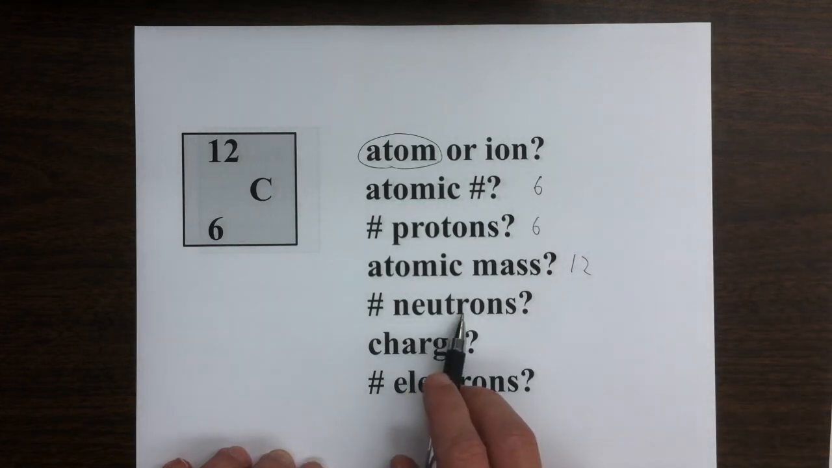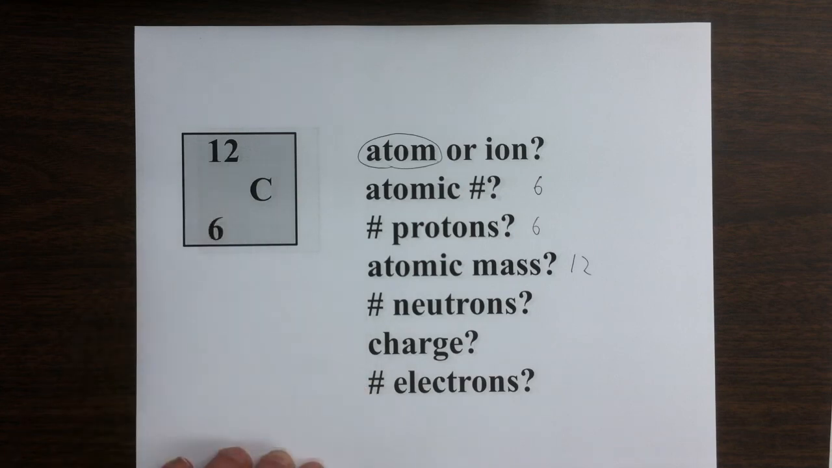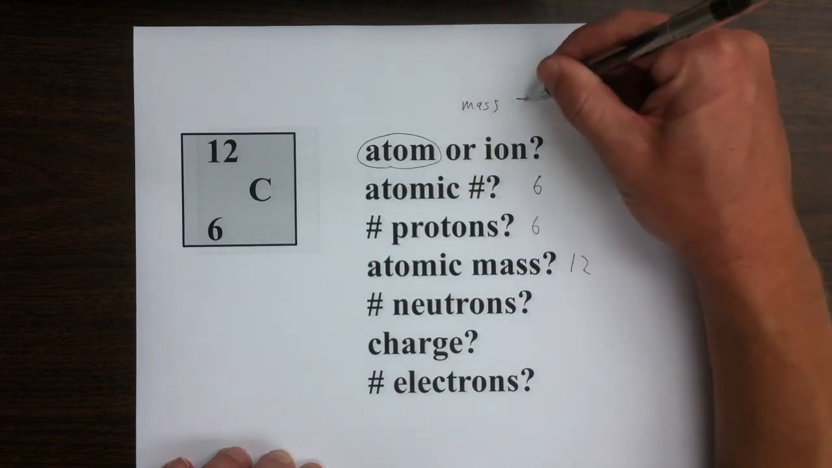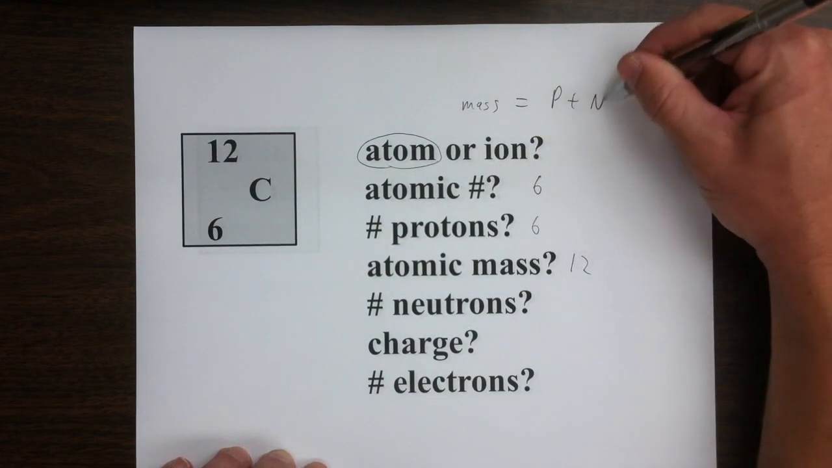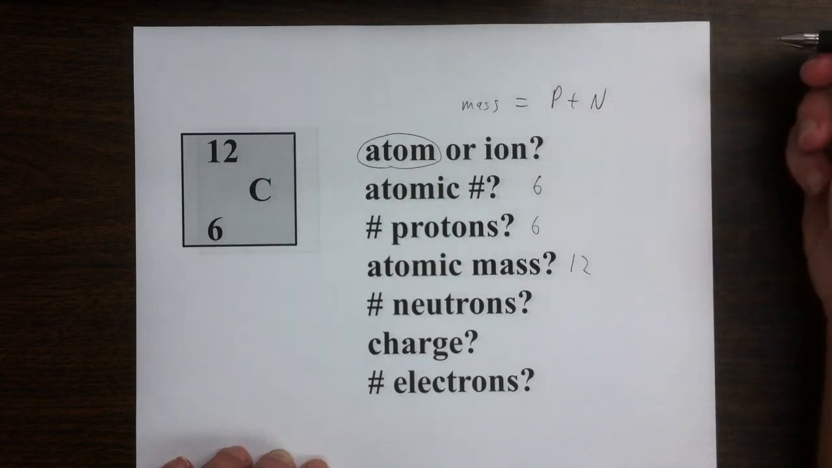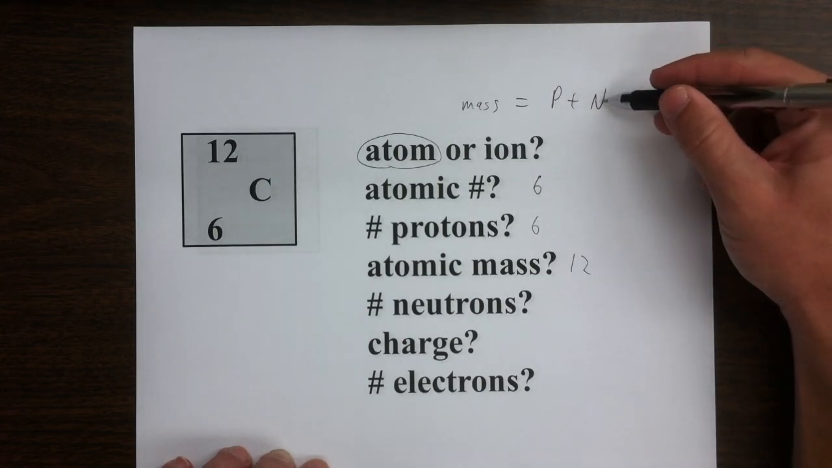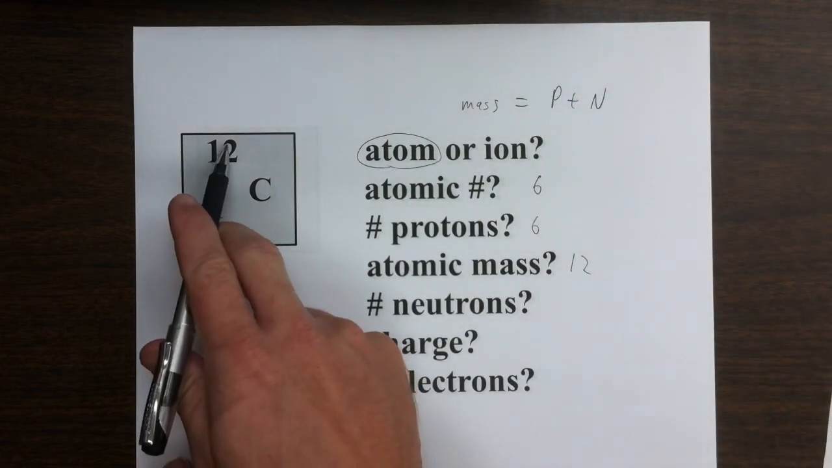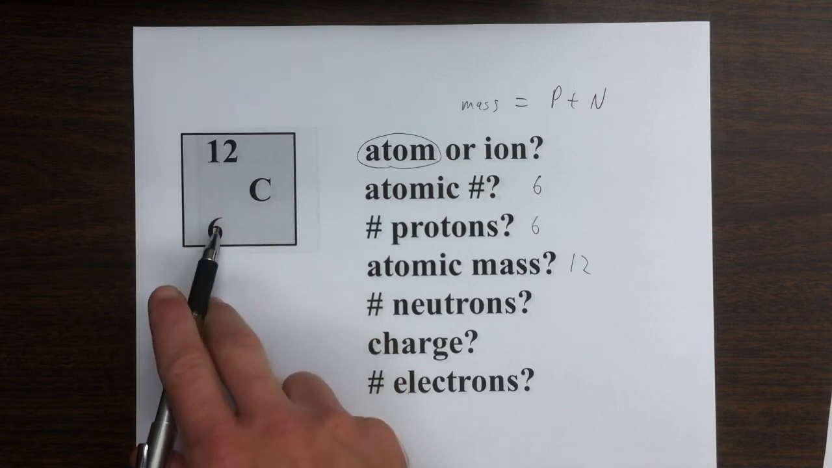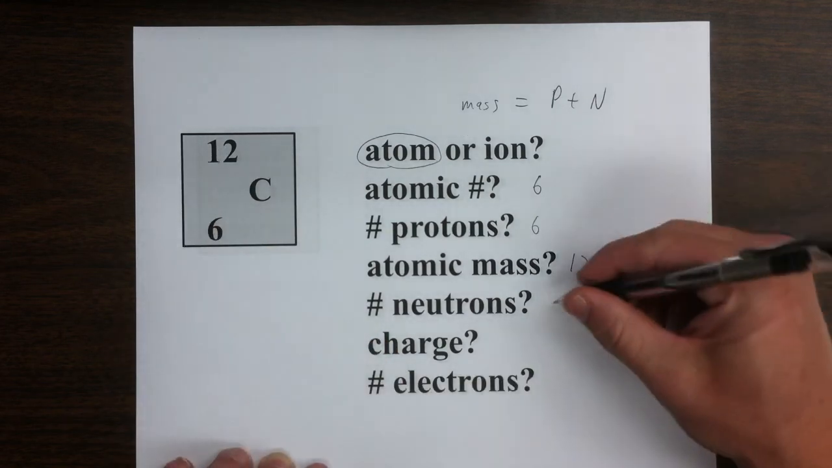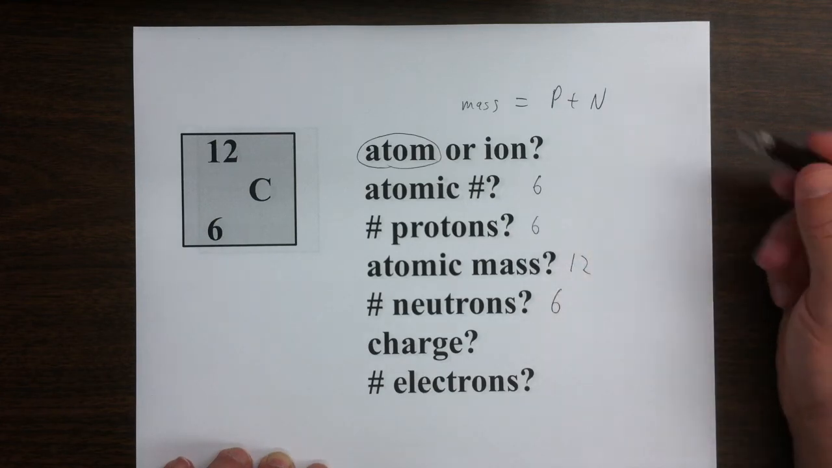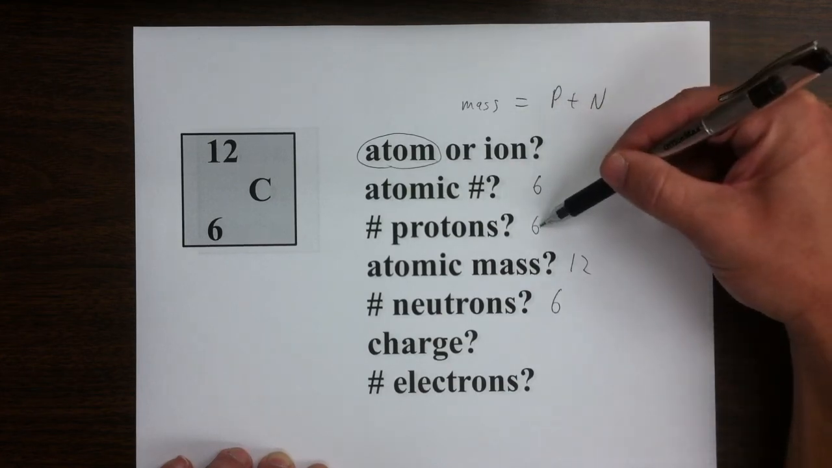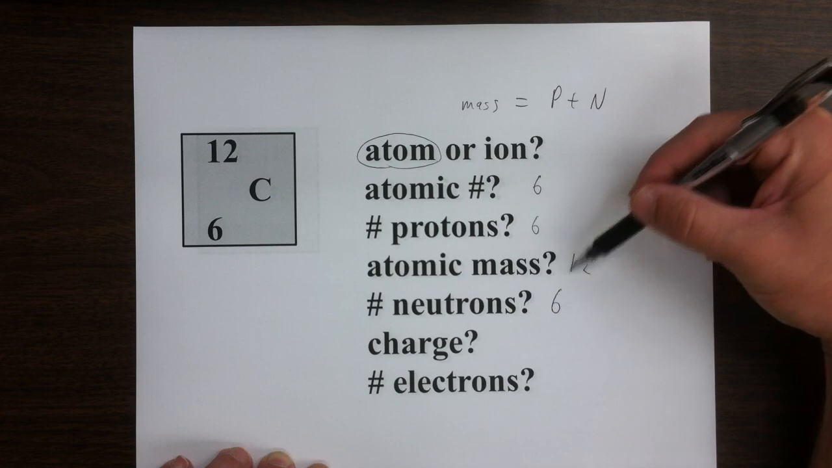Now, number of neutrons. This isn't listed directly on the table. However, we said that the mass equals protons plus neutrons. So algebraically, to find the number of neutrons, we would subtract the protons from the mass. So if we have 12 total mass, protons and neutrons, and we subtract off our 6 protons, we're left with 6 neutrons. So 12, our mass, equals 6 protons plus 6 neutrons.